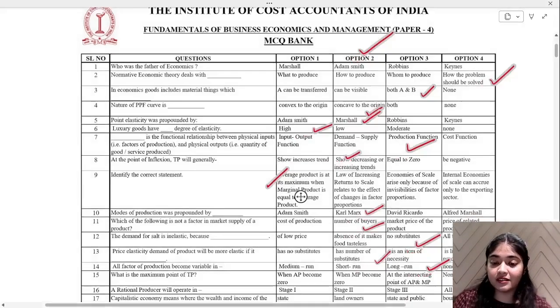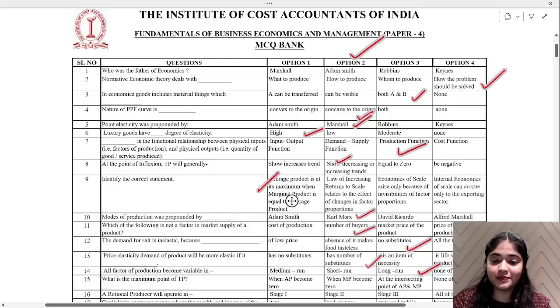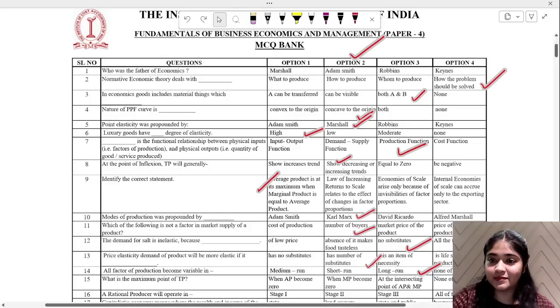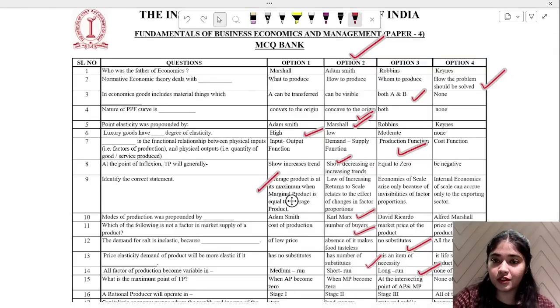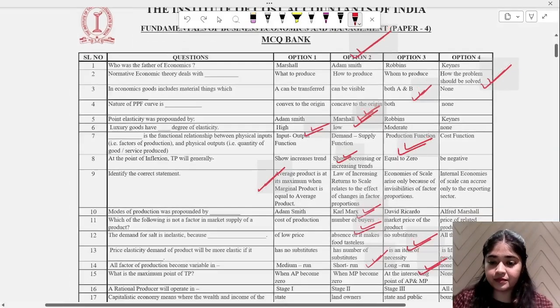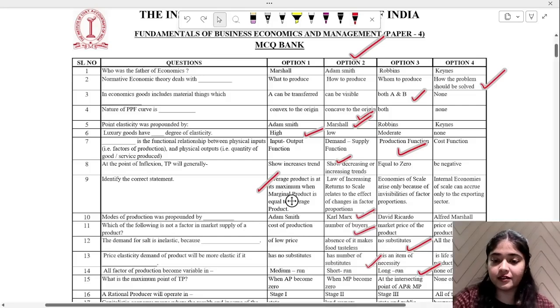Okay, sorry, I'll have to switch. One second. Yeah, when MP becomes zero. I don't know what's wrong. Are we good now? No, it's moving ahead. One second. Yes, when MP becomes zero.